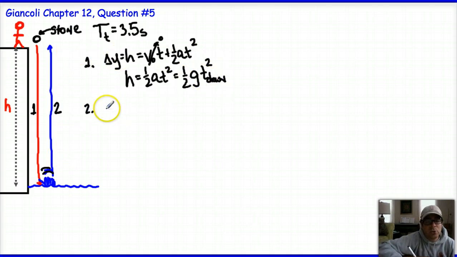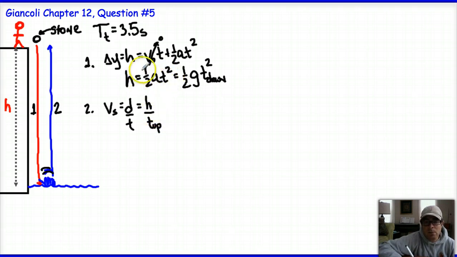So step number 2 would then be modeling the speed of sound. Velocity is equal to distance over time. So I can say, just in general form here, the distance that it travels is the height of the cliff, and the time that it travels is the time on the way up.